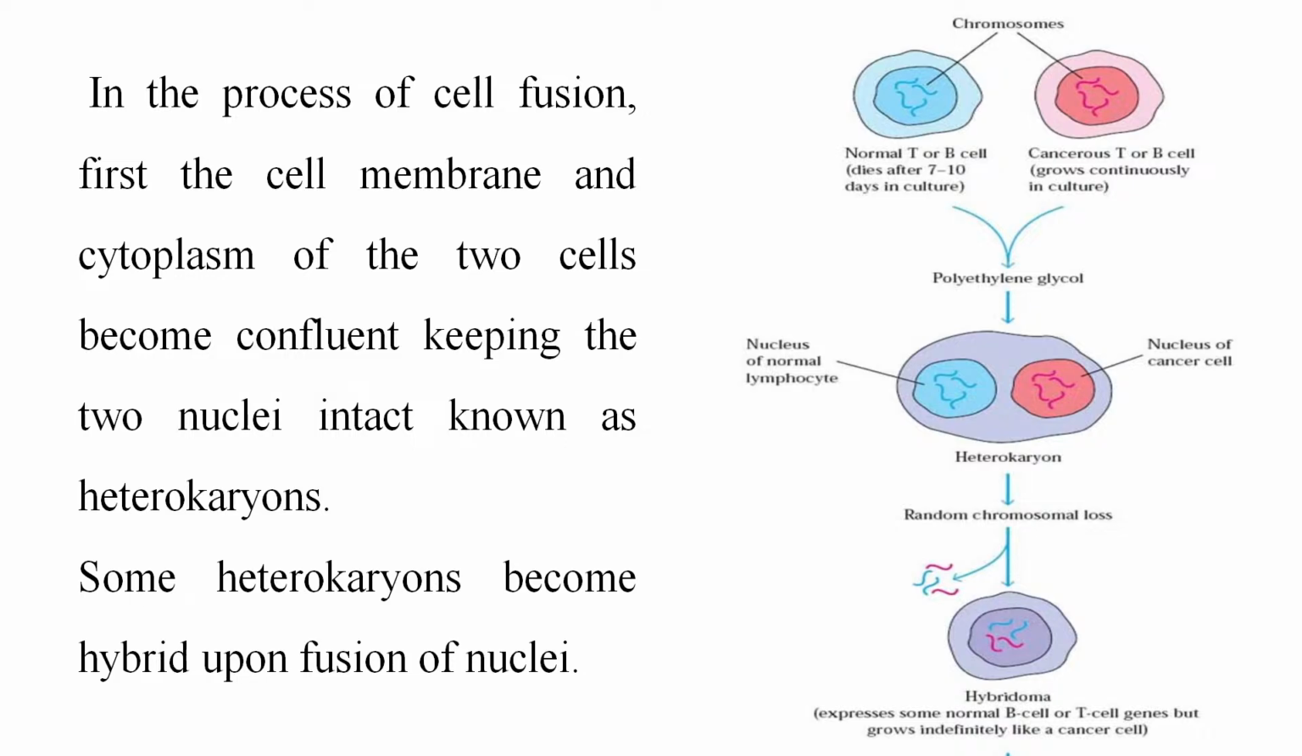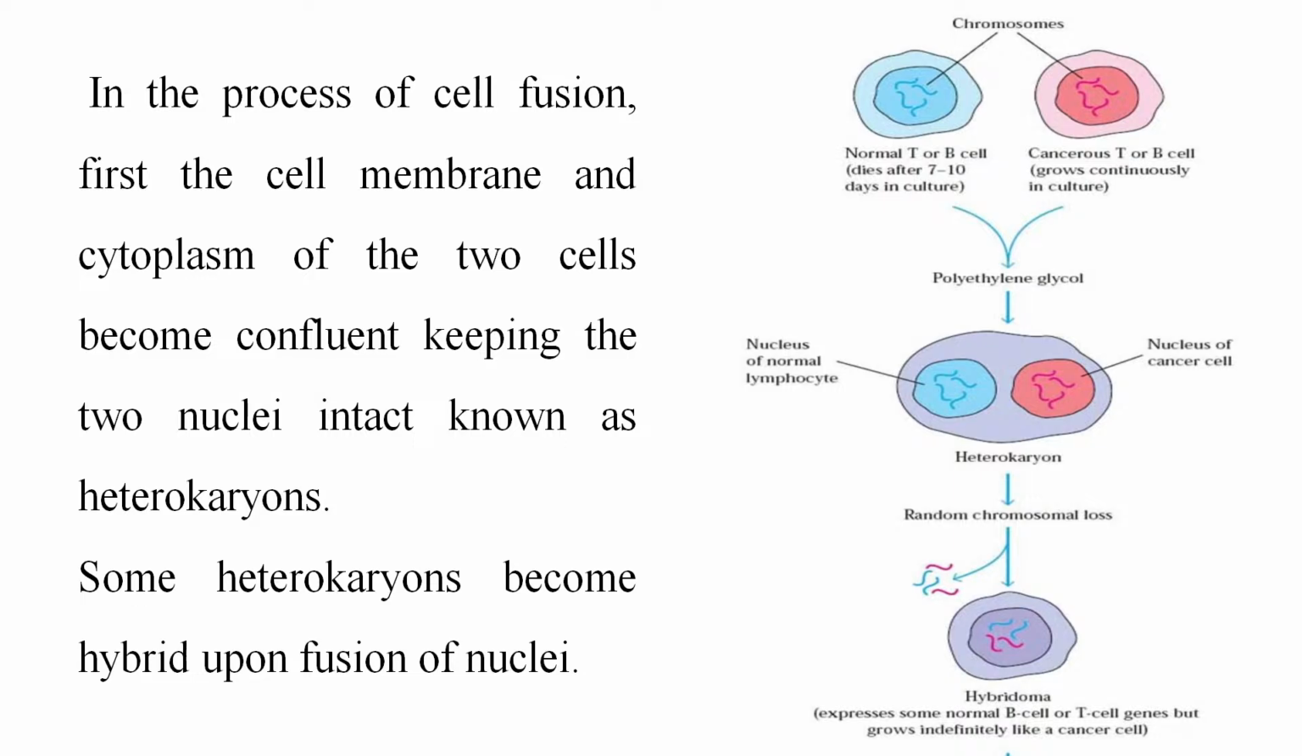In the second step, what happens? Both these nuclei will fuse together to form a single cell with a single nucleus. At this stage, it becomes the hybrid cell or the hybridoma cell. So you can see in the picture, you have the blue cell, which is the B cell, and the red colored cell is your myeloma cell, and these both are fused.